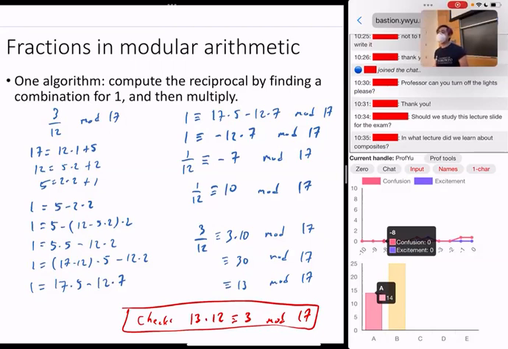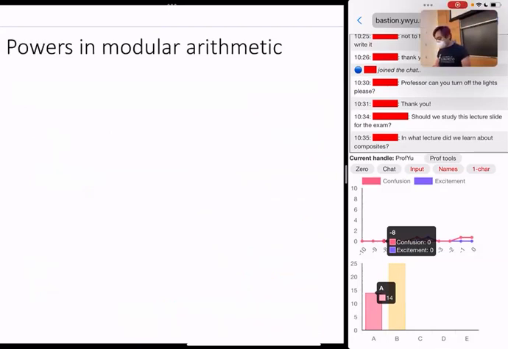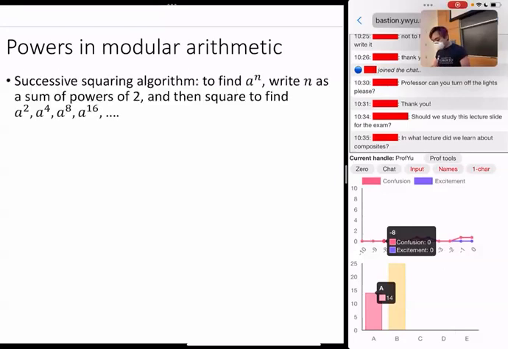You learned about composites, composite numbers are just numbers that aren't prime. So they should have been in the lecture where we learned about prime numbers. Okay. We're now moving on to modular arithmetic, so, I mean, powers in modular arithmetic.